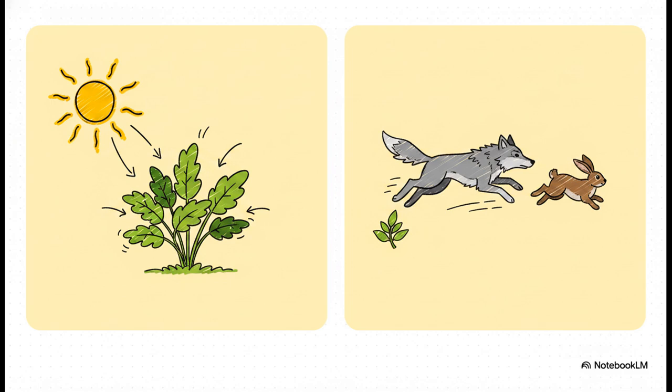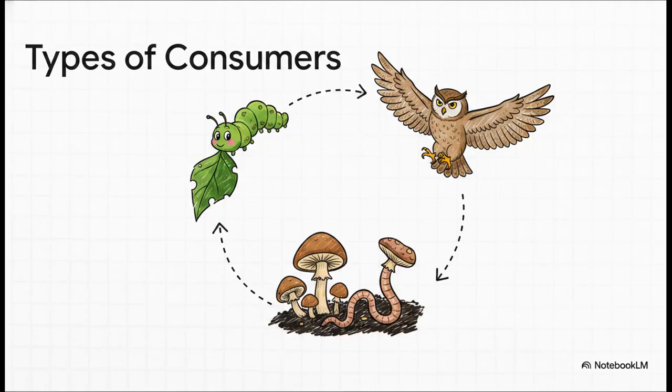On the flip side, we have consumers. The science word here is heterotrophs. They can't make their own food, so they have to eat plants or other animals to survive. Rabbits, wolves, and foxes, all heterotrophs. And within that consumer group, we've got some specialists. Herbivores, or primary consumers, they strictly eat plants. Think of a deer or a caterpillar. Then you've got carnivores. These are your secondary and tertiary consumers that eat other animals, like an owl or a hawk.